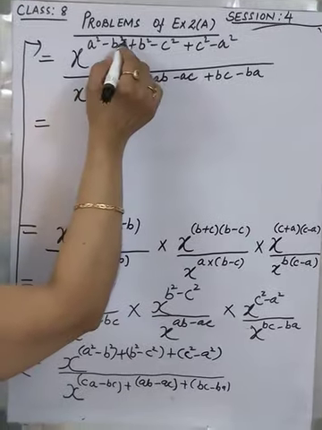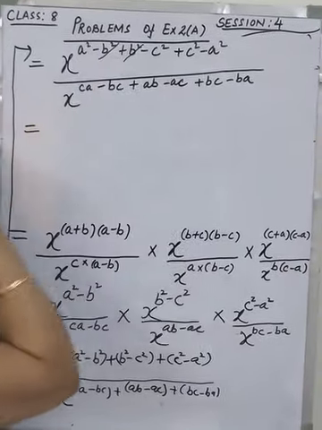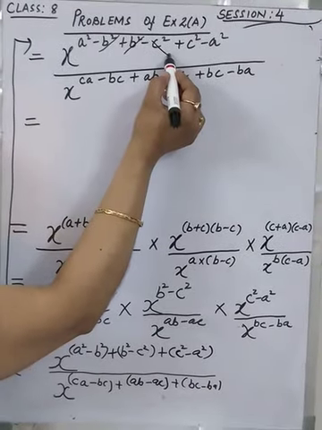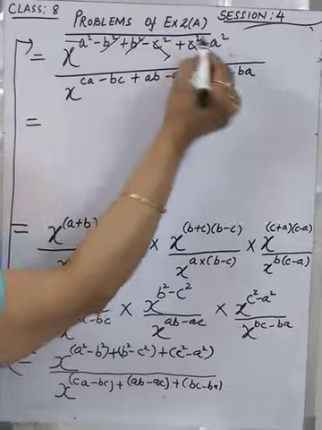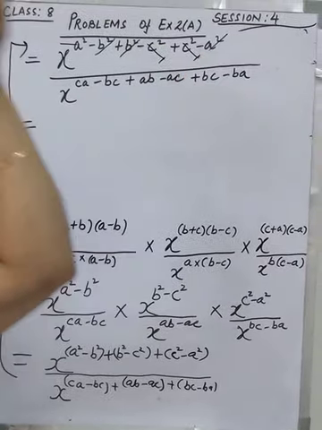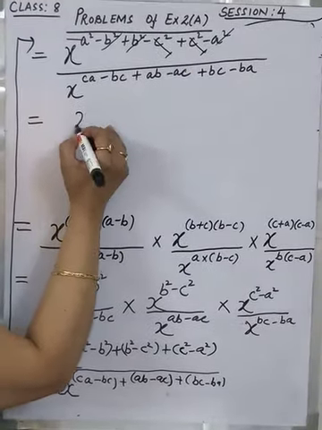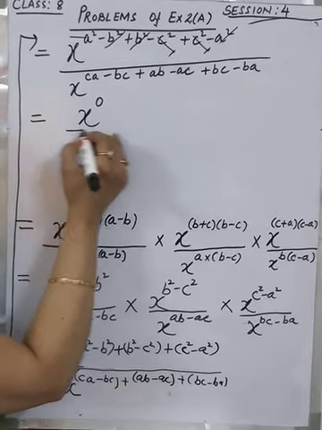What gets cancelled? Minus b square gets cancelled, plus c square and minus c square get cancelled. Similarly, a square and minus a square get cancelled. So what are we left with? X to the power 0 in the numerator.